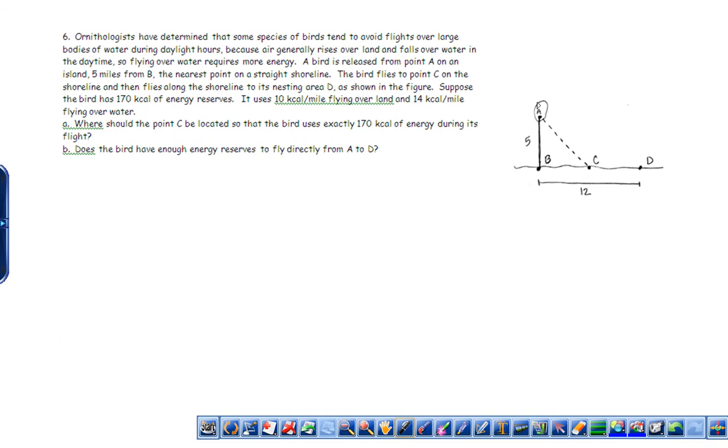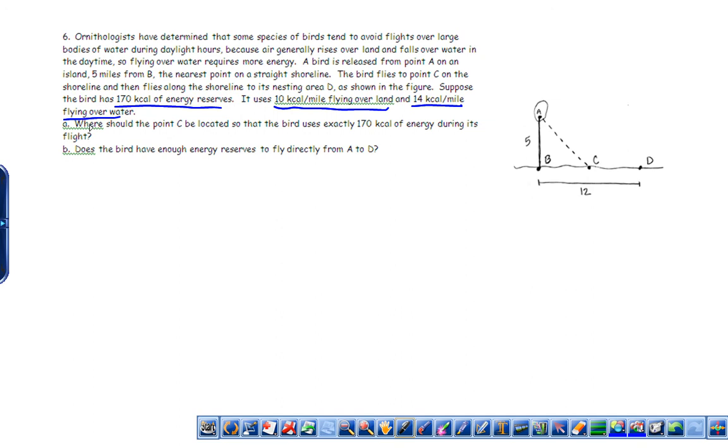So it either goes here, or it can fly over water and then go along the shoreline to D. Suppose the bird has 170 kilocalories of energy reserved. It uses 10 kilocalories a mile flying over land, and 14 kilocalories to fly over water. That's important. All right, so let's look at this. We only have 170 kilocalories of energy to fly in general.